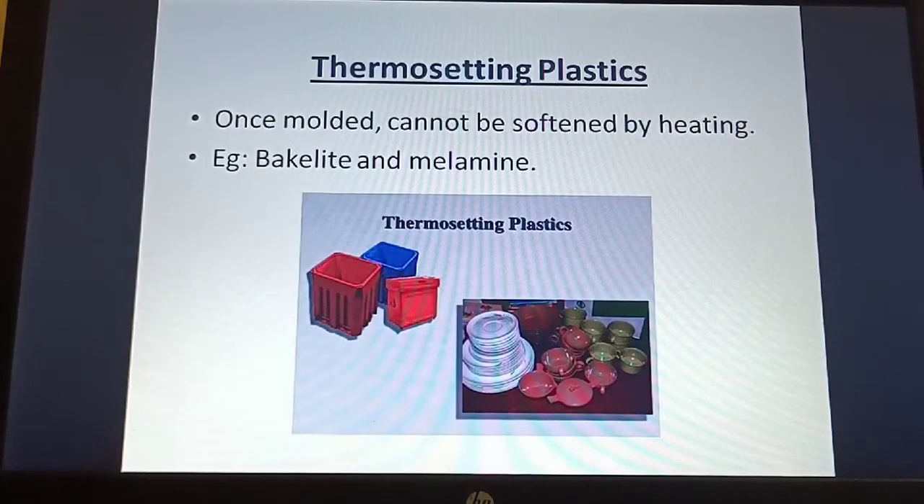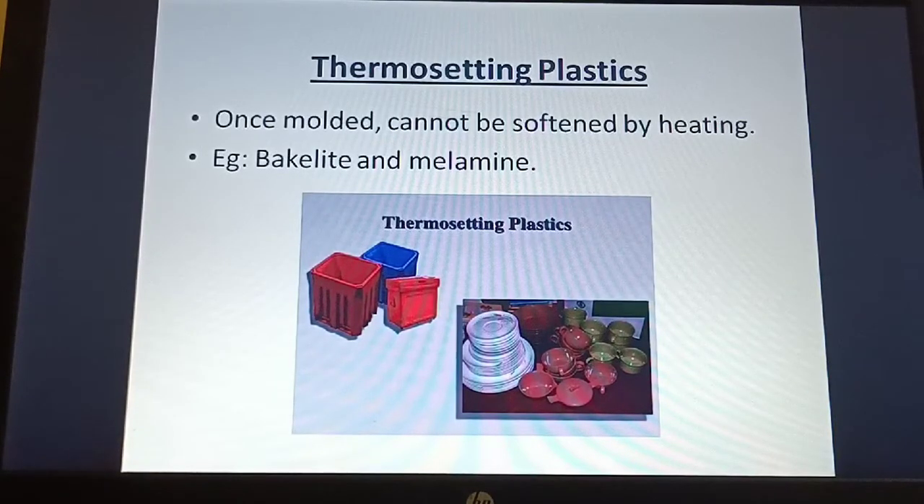Next we will move on to thermosetting plastics. What is thermosetting plastic? Once you have molded it, it cannot be softened by heating, okay? You cannot make those plastics soft. For example, bakelite and melamine. Bakelite is nothing but, if you see the switchboard, that is made by bakelite, okay? That is the thermosetting plastic.